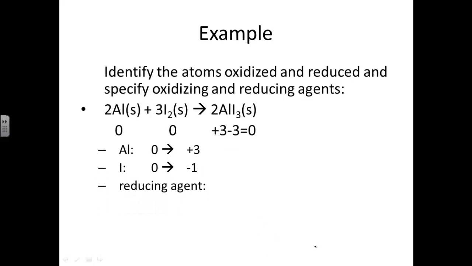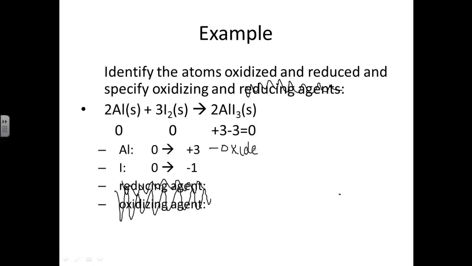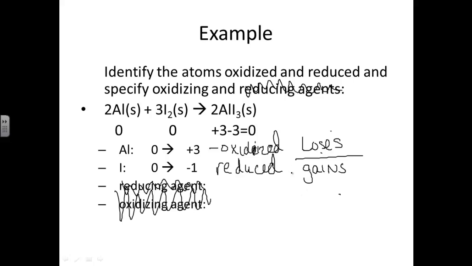So if we look at a couple of reactions, we're actually only going to figure out what gets oxidized and what gets reduced, and you can cross off the part on the bottom about the agents. So very simply, I've already assigned the oxidation numbers to these to make it a little bit quicker because I want to point something else out. Aluminum goes from 0 to +3, so it's going to be oxidized. Iodine goes from 0 to -1, so it's going to be reduced. Just as a reminder, if it's oxidized, it means it loses electrons. Reduced means it gains them.